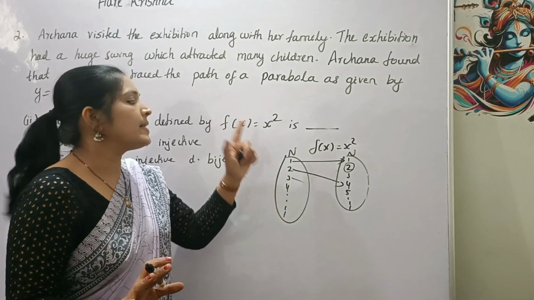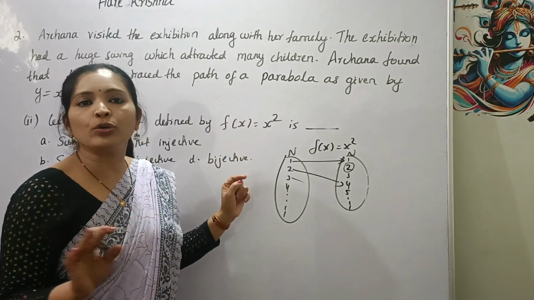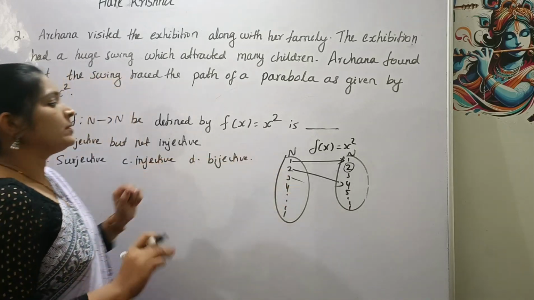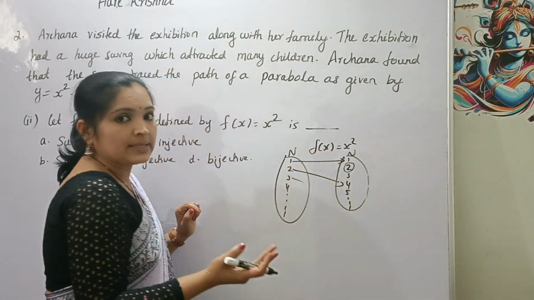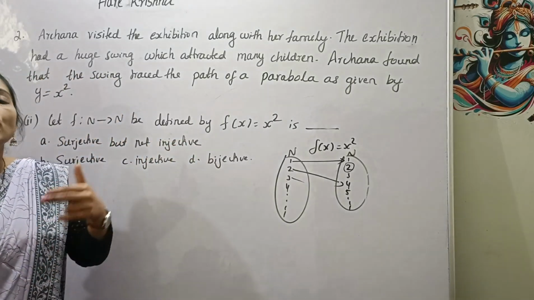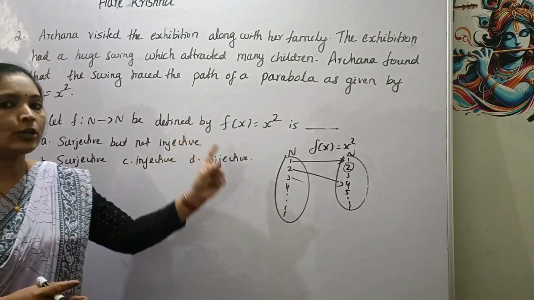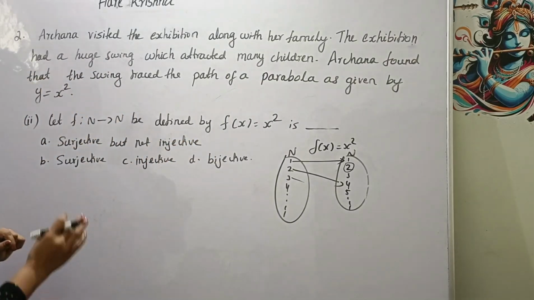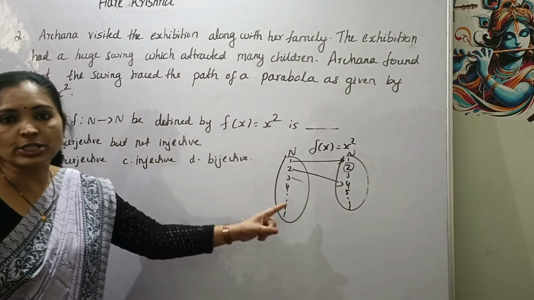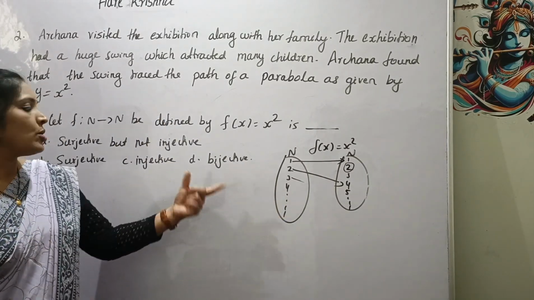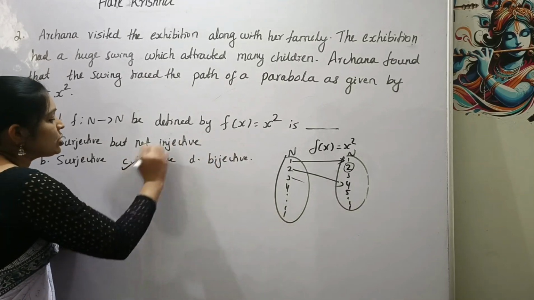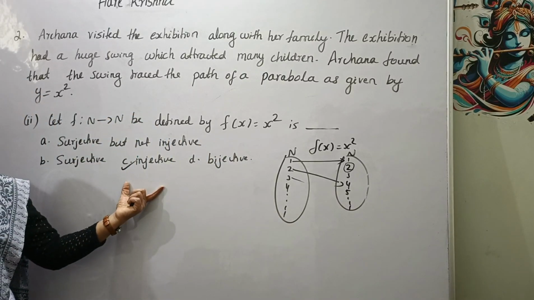Therefore, we can say this function is not an onto function. Because these 2, 3, 5, 6, all these numbers have no preimages in this domain. Therefore, this function is injective, that is one-one, but not onto. So, this function is an injective function. It is the correct answer.